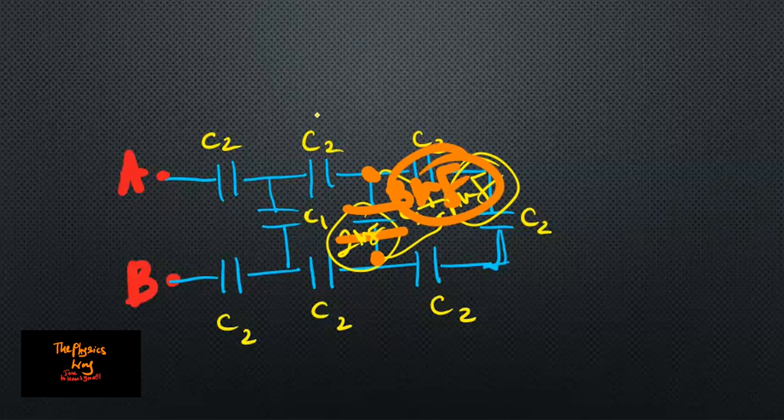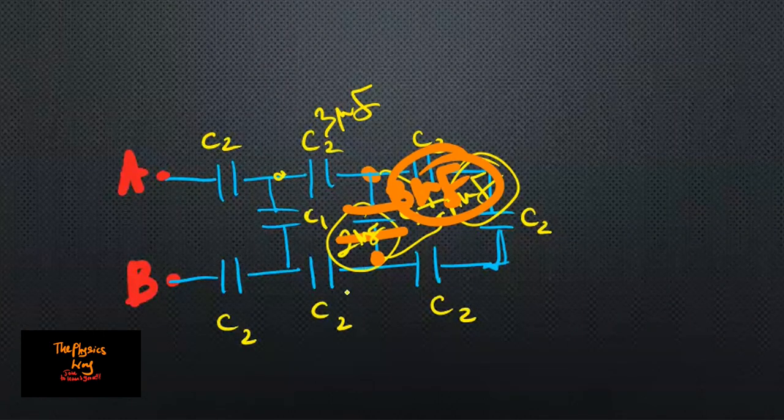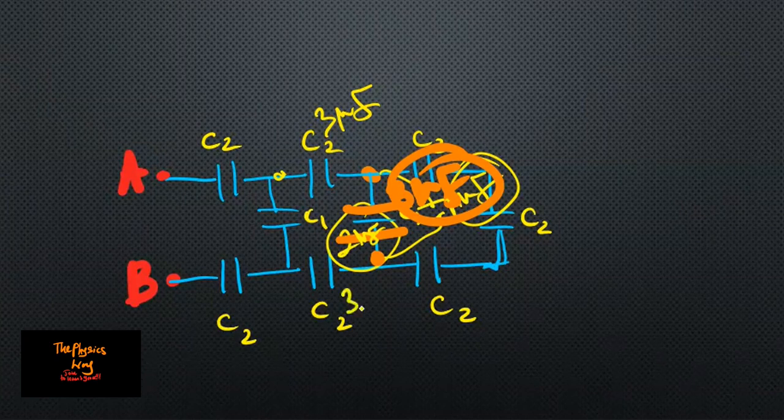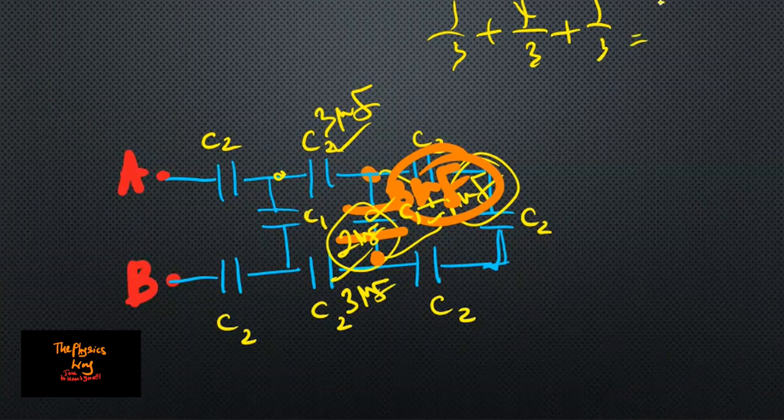Again the same pattern repeats. So we have 3 microfarad here, after this another 3 microfarad here, then again 3 microfarad here. So 3, 3, 3 in series. We remember what happened in the previous one. If we add 1 over 3 plus 1 over 3 plus 1 over 3, we get 3 over 3, so again 1 microfarad, right?